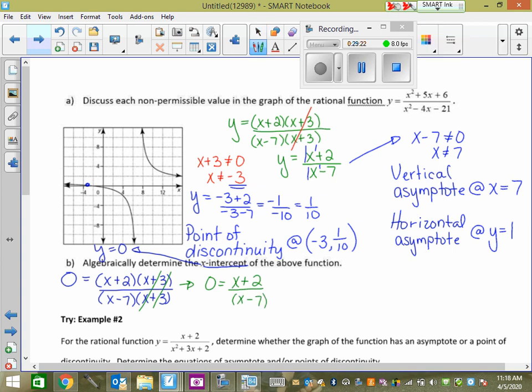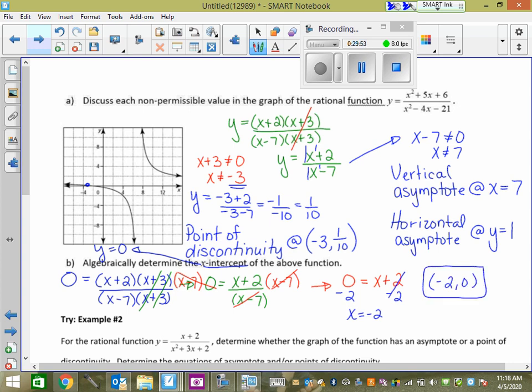Now I can get rid of this x minus 7 by multiplying by it, both sides. What's 0 times anything? So 0. So 0 times x minus 7 is still 0. So now I have 0 equals x plus 2. And then I just subtract 2. So I get x equals -2. So I have an x-intercept at -2 and 0.